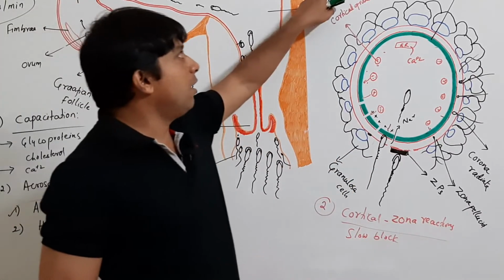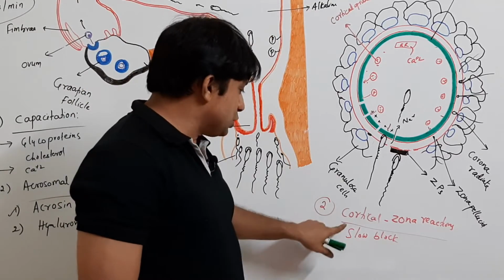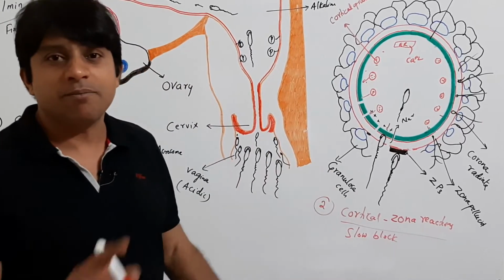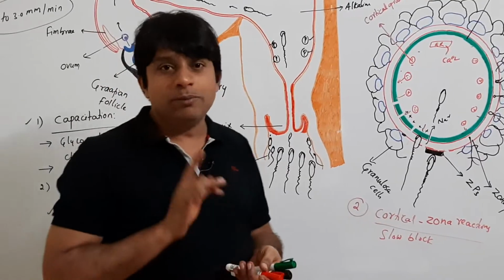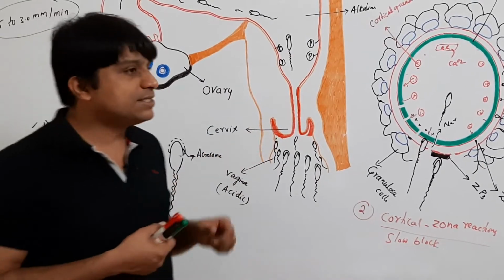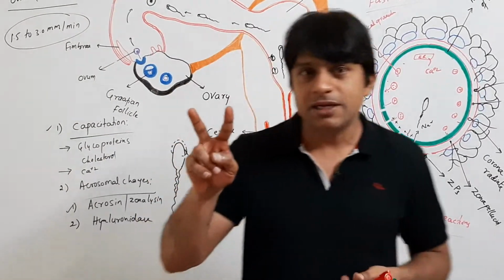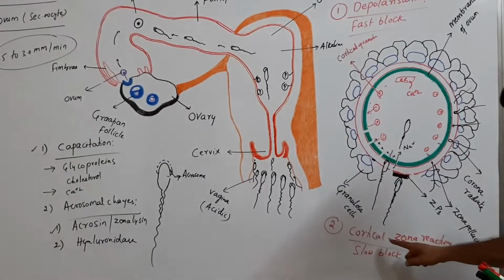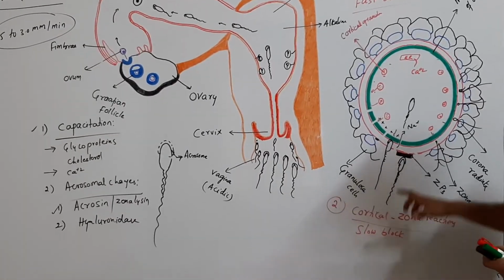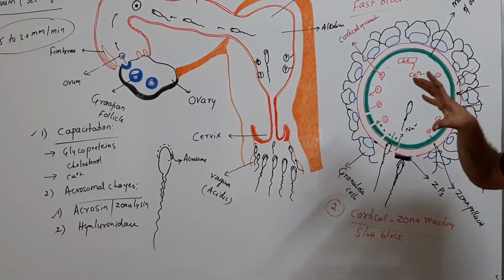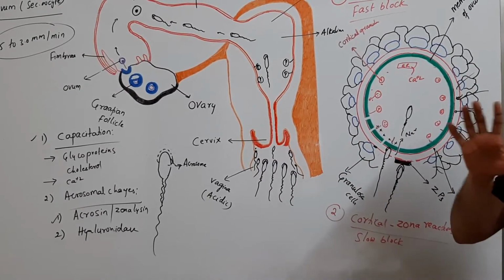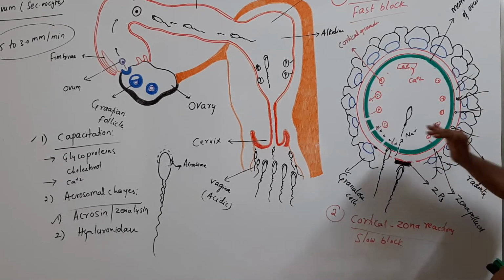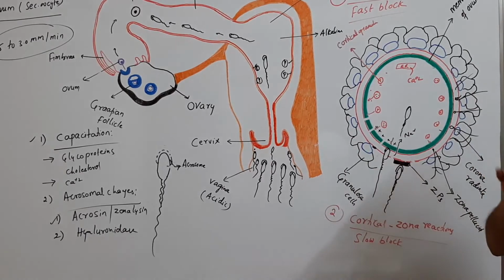So fast block, called depolarization, and slow block, the cortical and zona reactions, prevent polyspermy in humans. Remember, in humans, why don't many sperms enter inside? The reason is that there are two events. One is called the fast block, which is depolarization, and the second is the cortical and zona reactions, called the slow block, which prevent polyspermy. Once one sperm enters the ovum, chemical changes take place in the ovum so that it does not allow the next sperm to enter inside.